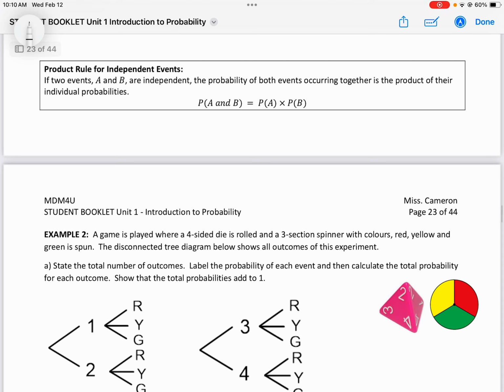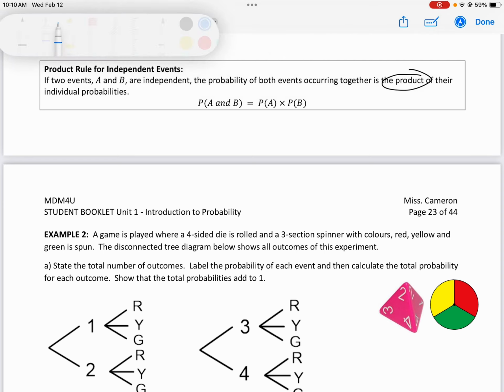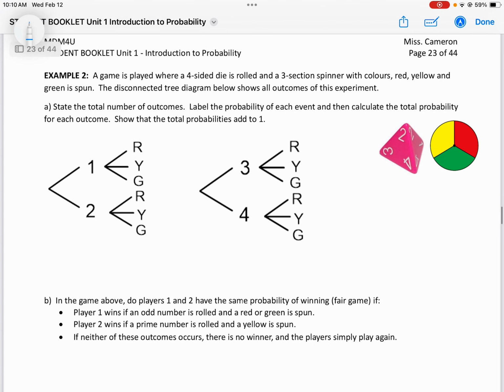Let's talk about the product rule for independent events. When 2 events, A and B, are independent, the probability of both events occurring together is the product of their individual probabilities. So the probability of A and B happening is the probability of A happening times the probability of B happening. This is where, when we did the probability tree diagrams and started multiplying, I said let's just keep that in the back of our minds. Now it's an actual formal theorem. So let's go to example 2.